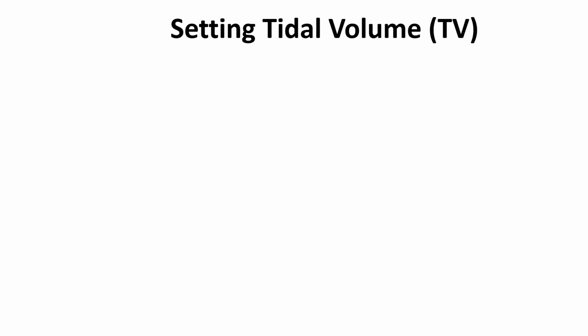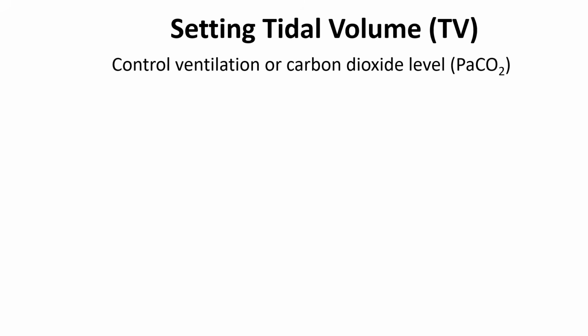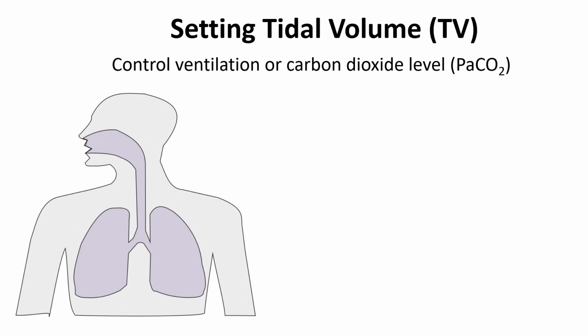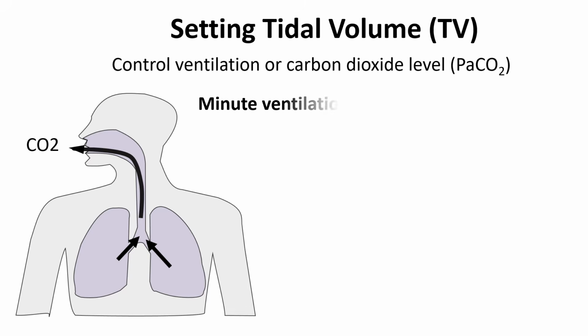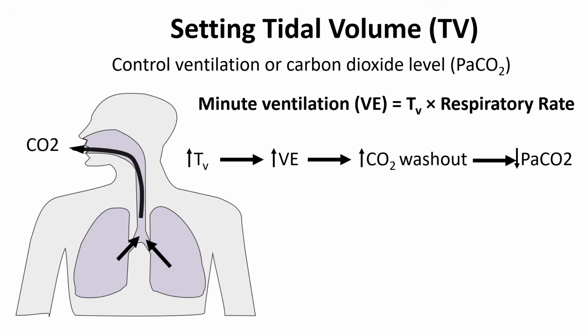Tidal volume is also vital in the process of washing out carbon dioxide from the lungs. Adjusting the tidal volume directly influences minute ventilation, which is the total volume of air entering or leaving the lungs per minute and is calculated by this formula. An increase in tidal volume elevates minute ventilation, enhancing the removal of carbon dioxide from the bloodstream and thereby lowering PaCO2 levels. Conversely, reducing the tidal volume decreases minute ventilation, leading to CO2 retention and elevated PaCO2 levels.